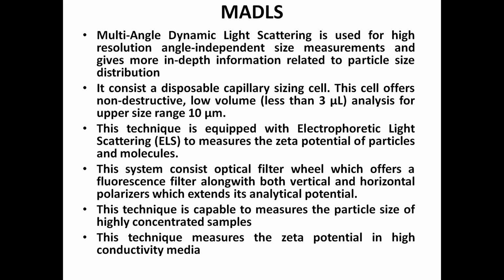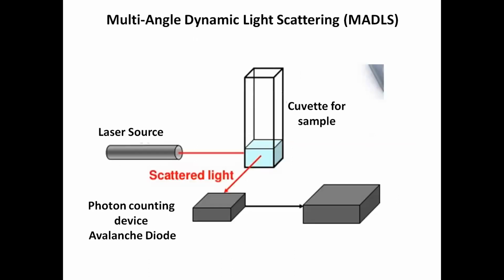This technique is equipped with electrophoretic light scattering, ELS, to measure the zeta potential of particles and molecules. This system consists of an optical filter wheel, which offers a fluorescence filter along with both vertical and horizontal polarizers, which extends its analytical potential. This technique is capable of measuring the particle size of highly concentrated samples also. And this technique measures the zeta potential in high conductivity media. This you can see here. This is a multi-angle dynamic light scattering setup.